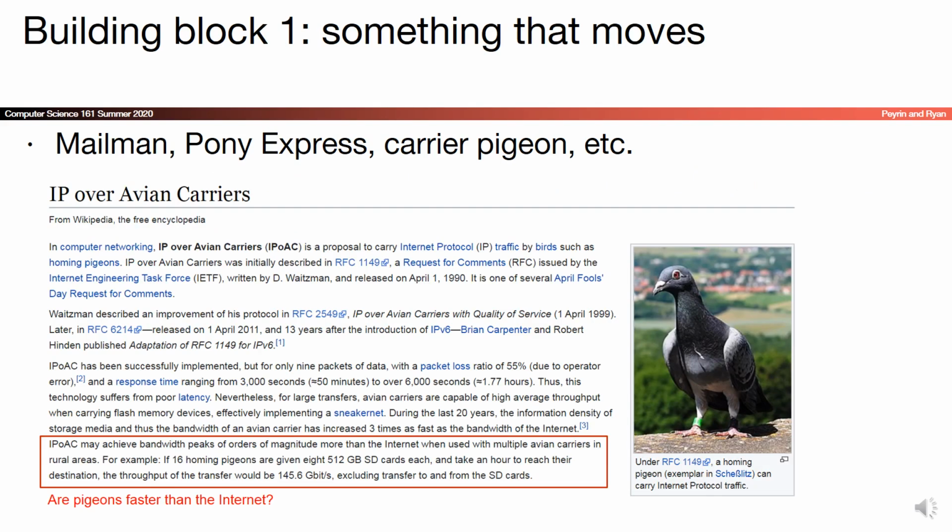Okay, so the first thing we're going to need to send mail is something that moves. We have a couple of options here. For example, we can use a mailman. We can have a pizza delivery guy send a message for us. Maybe in history you remember the Pony Express, where they had people riding horses across the Wild West to send messages. Maybe you remember the homing pigeon or carrier pigeon, where they train pigeons to fly between two locations to send messages. The point is, the first thing we're going to need is something that moves.